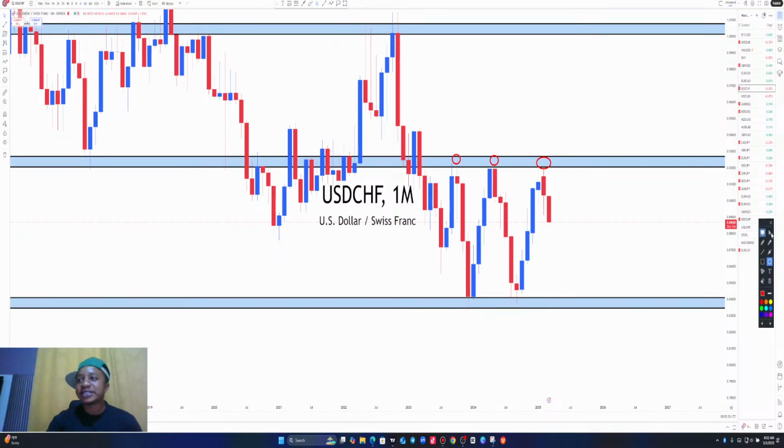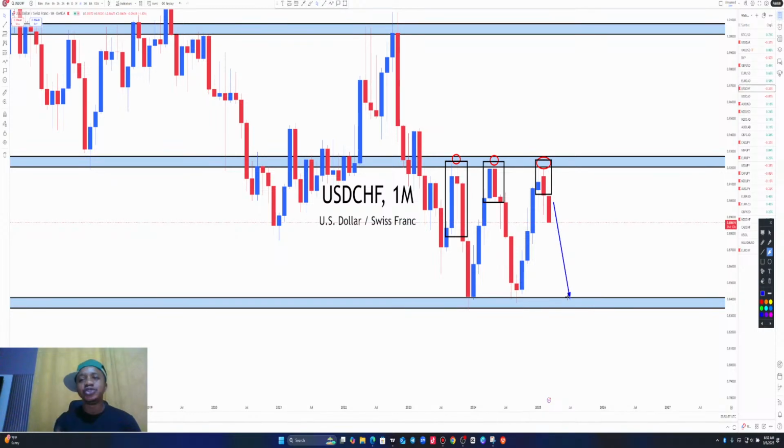So you can see that the first time over here, we saw an evening star candle confirmation, it dropped. The second touch, we saw a bearish engulfing candle, it dropped. Third touch, we've seen a bearish engulfing candle and it's dropping as usual. So it is very evident that price is dropping all the way down to the next support level.